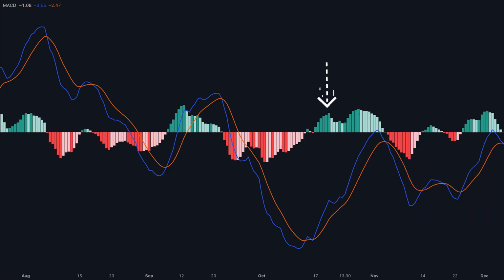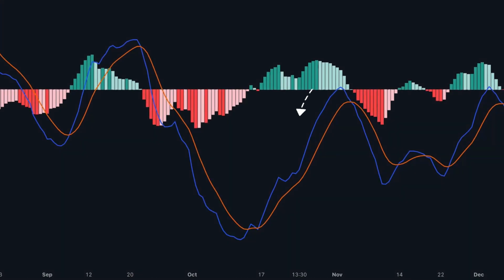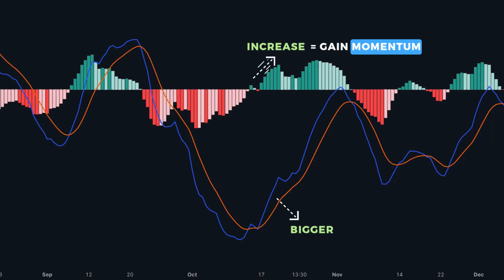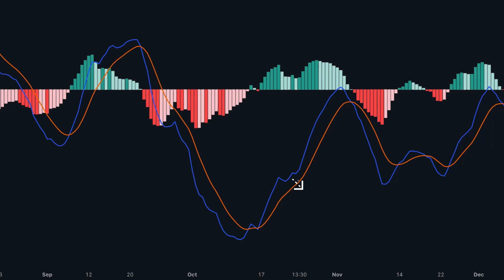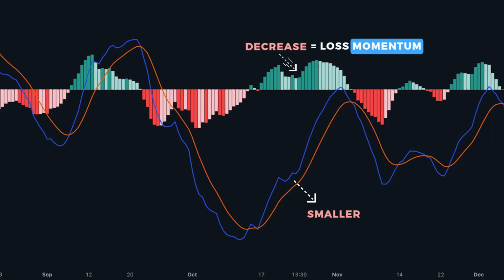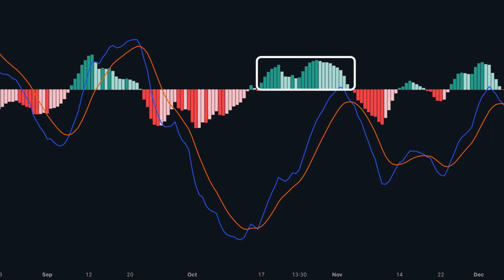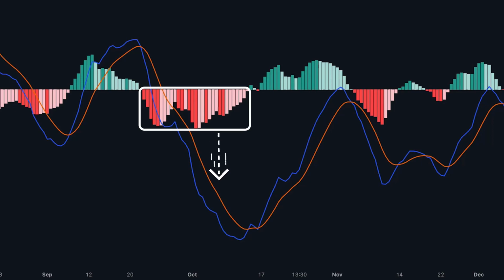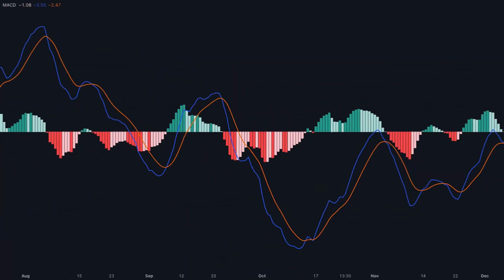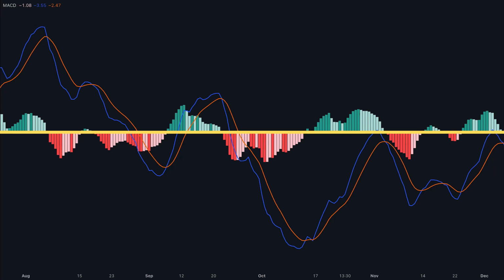The histogram is a graphical representation of the distance between the MACD line and the signal line. If the distance between the 2 lines gets bigger, then the histogram tends to increase. If it gets smaller, then the histogram tends to decrease. Also, note that the histogram is positive when the MACD is higher than the signal line, and negative when it is lower. Last but not least, the zero line, called also the baseline, is the center of the MACD indicator.